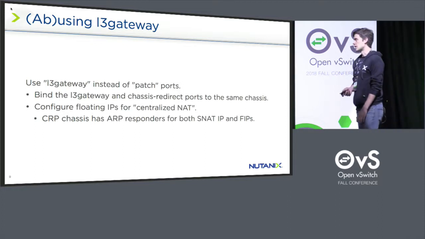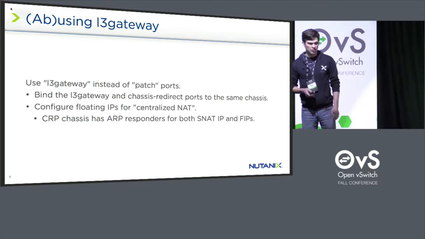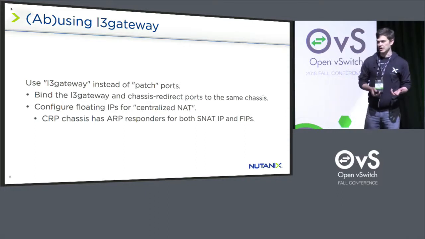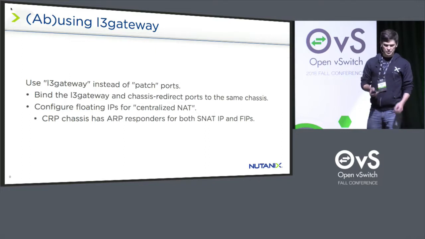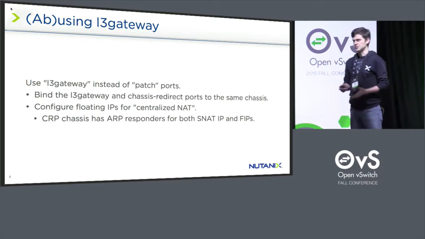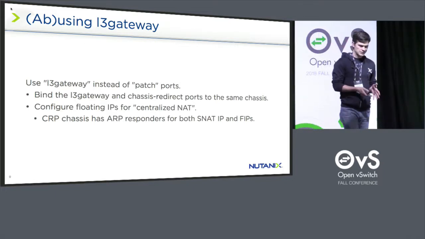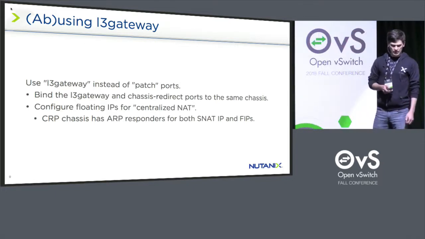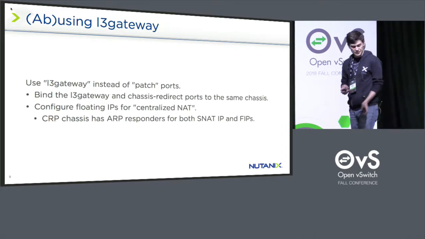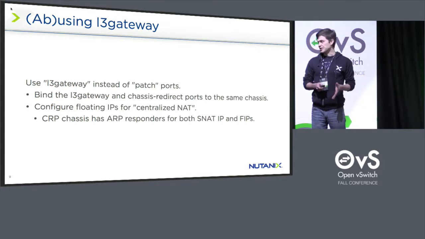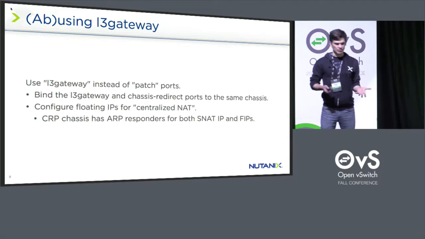For ourselves, we worked around this problem using L3 gateway ports. So L3 gateway ports are a lot like patch ports, except that you have the ability to bind them to a particular chassis. So if we use centralized NAT, which means that all of your floating IP traffic flows through the chassis that's been used for the chassis redirect port for that tenant's virtual router, we can just bind the L3 gateway port to that same node, and then we have an ARP responder there.